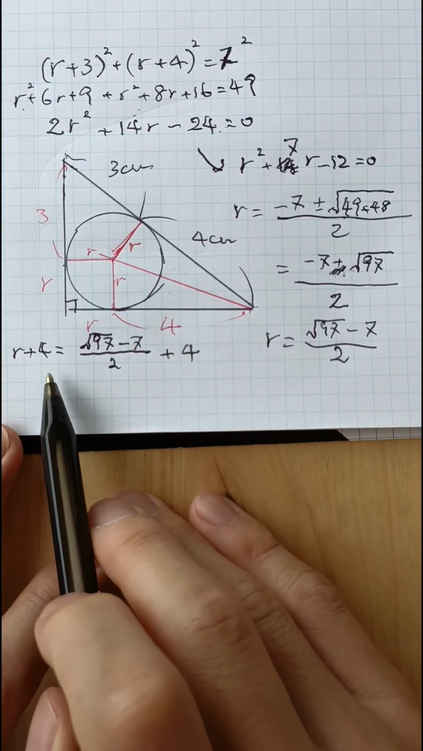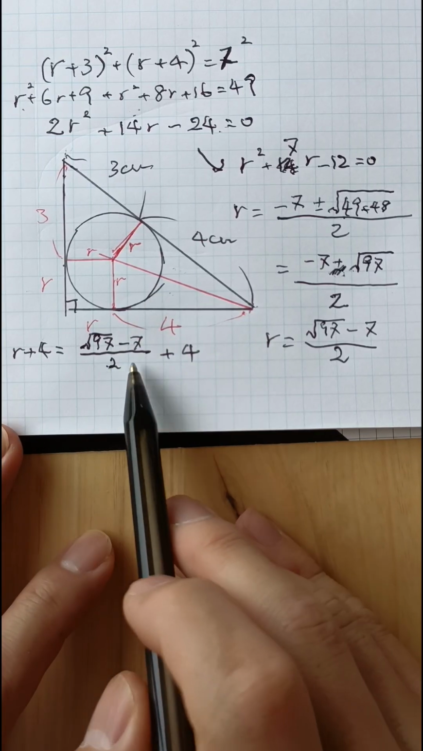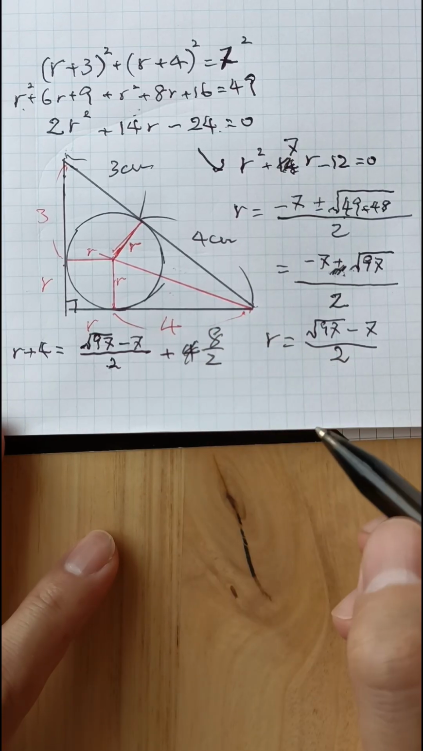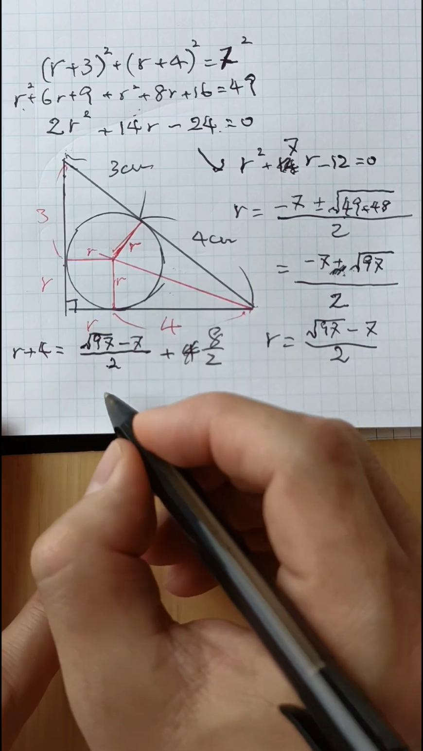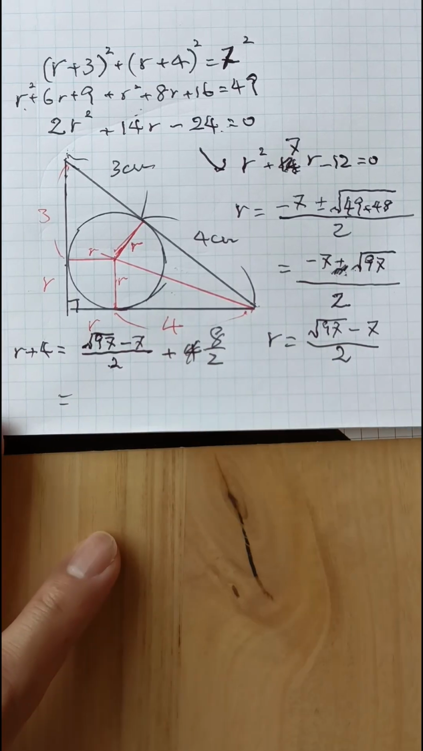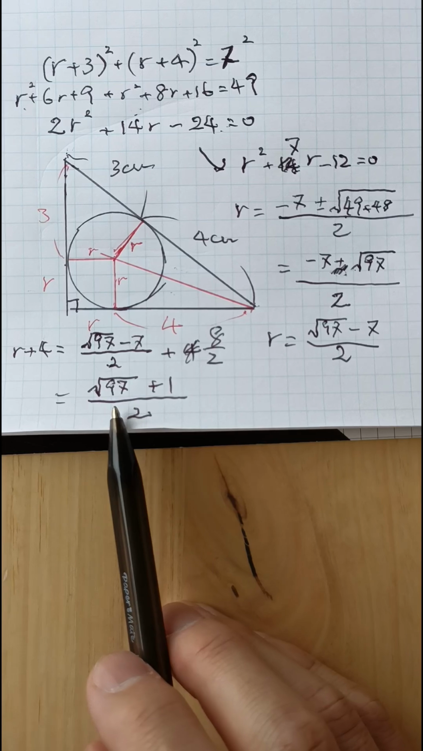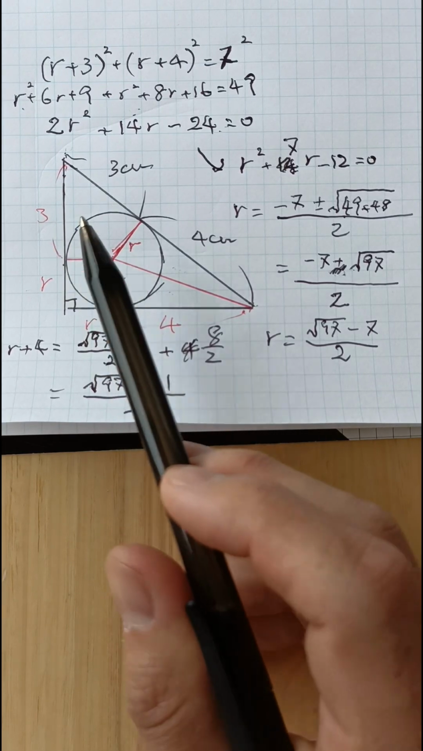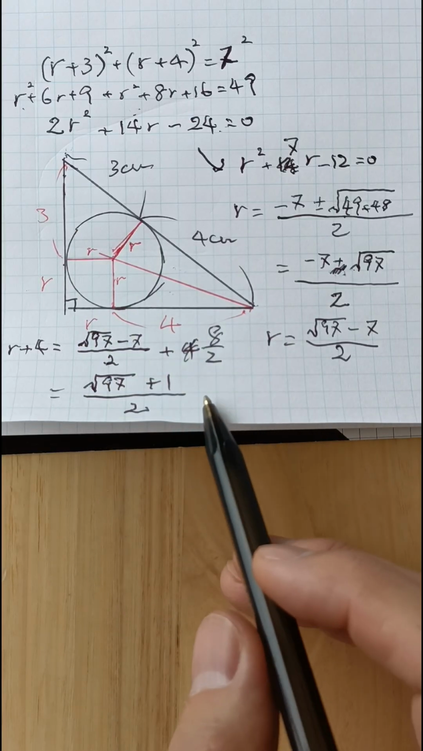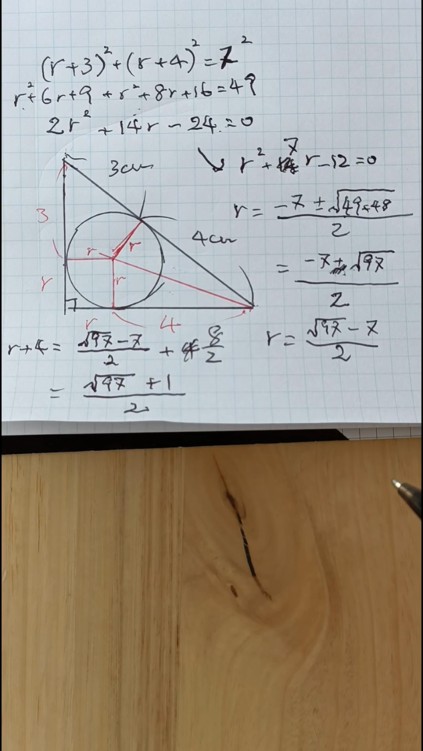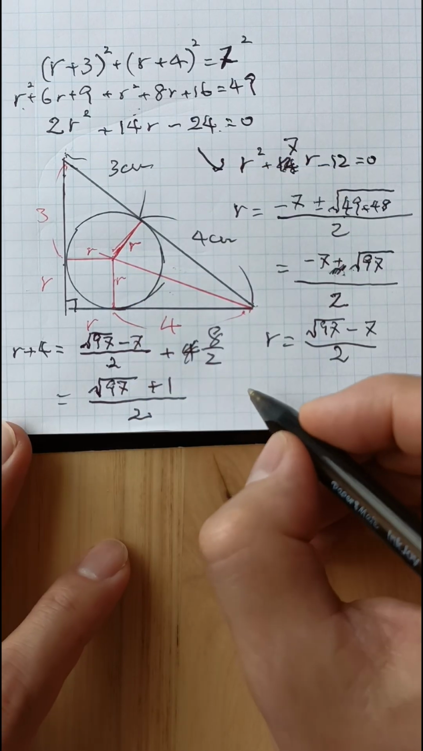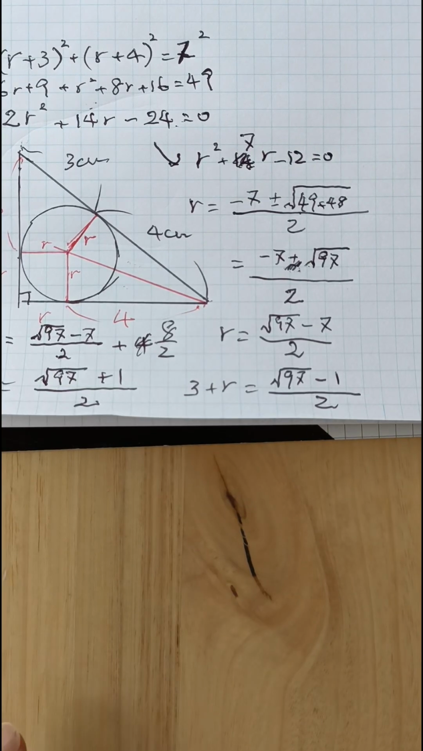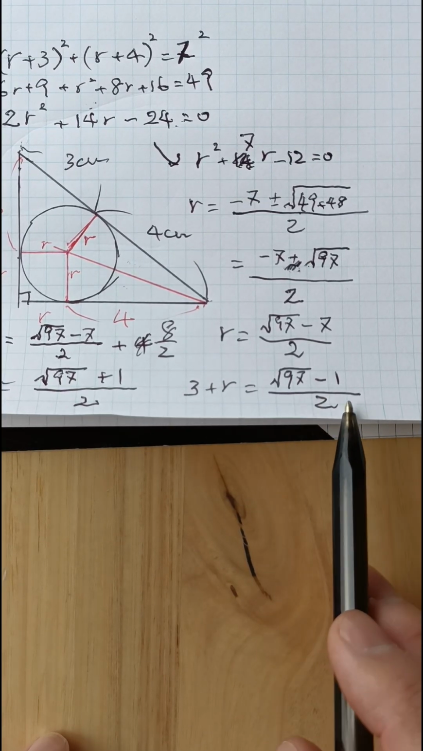Right, let's see the base. So this plus this means this plus this, right? And then 4 means 8 over 2, right? Which means the base is square root 97 plus 1 over 2. Okay, then this one is 1 less than this length, isn't it? Which means if you take 1, which is 2 over 2, then you can find the height, which is 3 plus R, which is square root 97 take away 1 over 2.